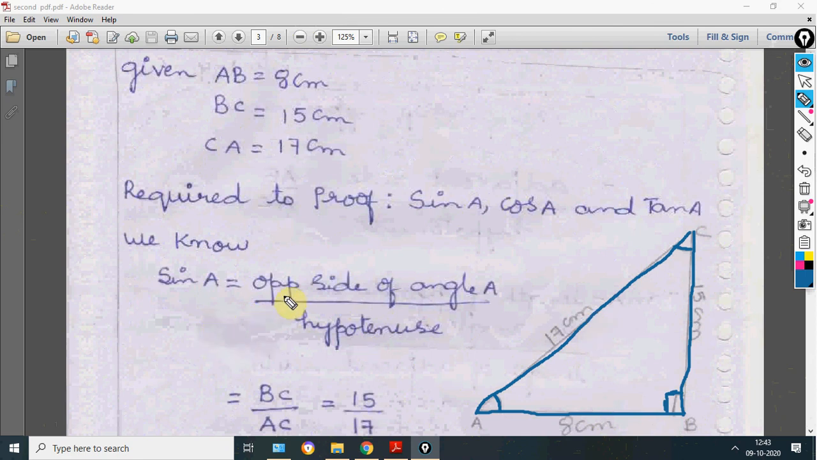So what is the sin A formula? Opposite side of angle A by hypotenuse. For angle A, what is the opposite side? This one, BC. So we wrote BC. By the hypotenuse. What is the hypotenuse for A? This one, which is opposite to 90 degrees. So AC we are writing. How much is AC? 17. So we wrote 17. We got it.